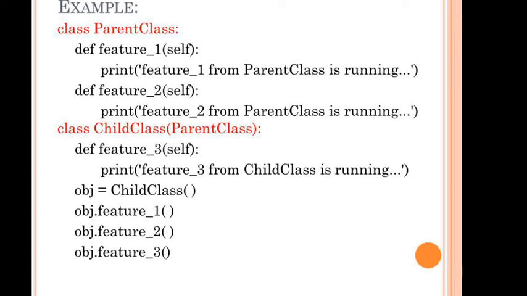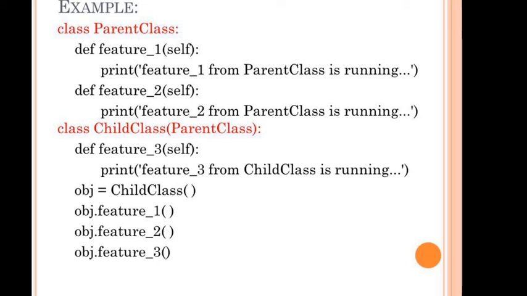So listen carefully. Here we created an object of the child class, and using this object we can access the properties or methods of the parent class. This is the concept of single inheritance in Python.